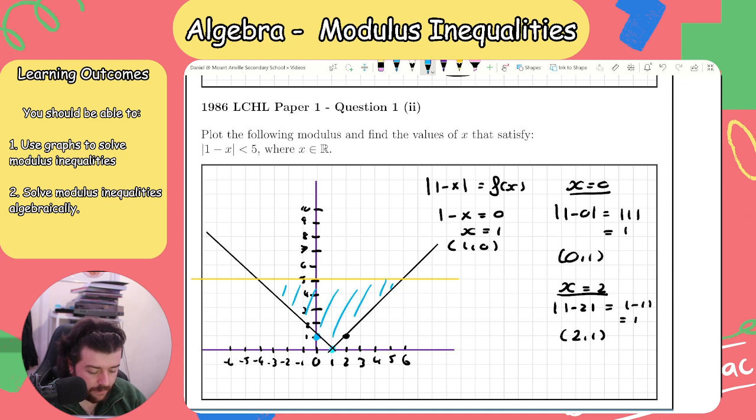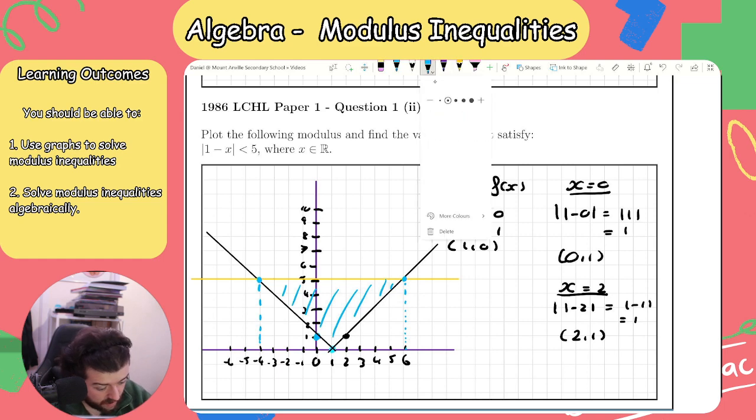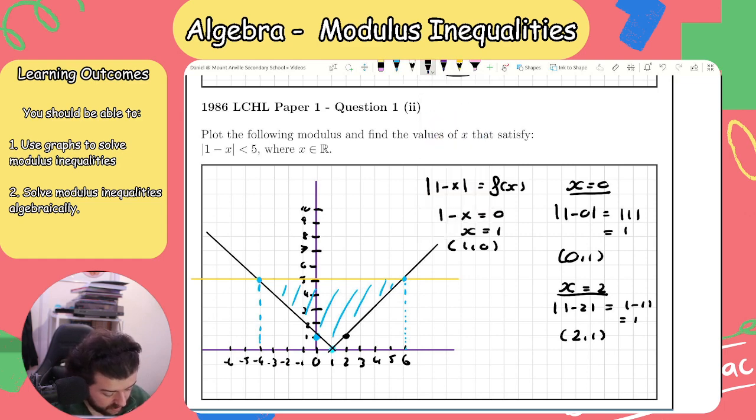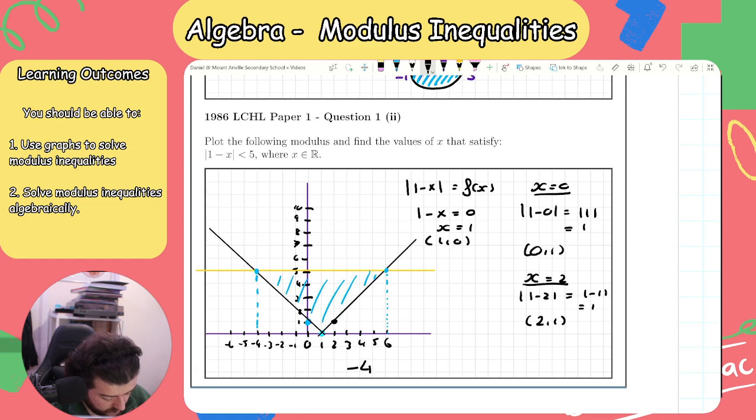And when does that happen? That happens at this point and this point. So when x is equal to -4 and x is equal to 6. So my range of values here is going to be -4 is less than x, which is less than 6. And that is my modulus inequality there.